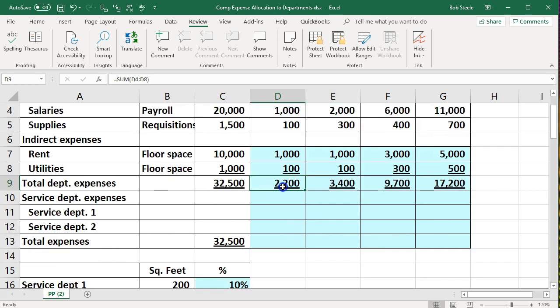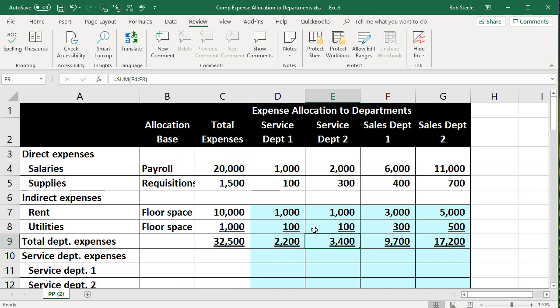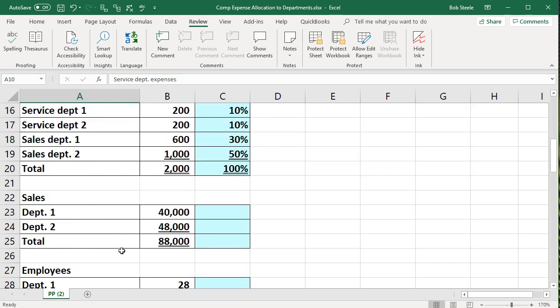So now we're going to have to say, okay, how can we allocate the 2,200 and the 3,400 to the two departments, the sales department 1 and sales department 2? Well, one way we can do this, we can use an activity base. We're going to use sales first as the activity base. So if we scroll down and we look at the two departments, sales for department 1, we're going to say is 40,000, and sales for department 2 is 48,000. And we're going to use that to have a ratio analysis.